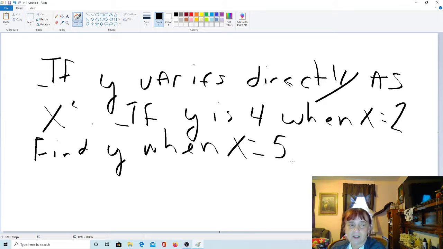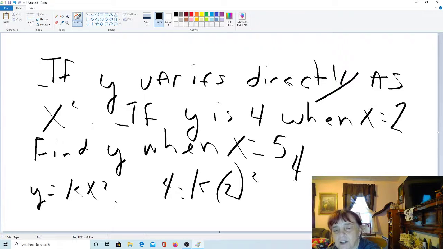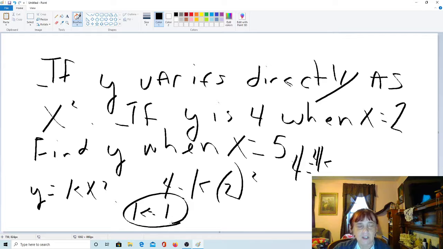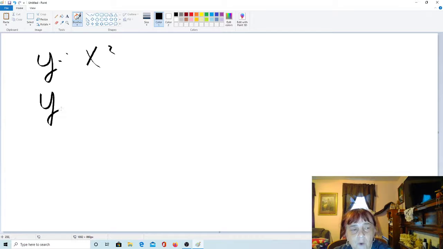So if y varies directly as x squared, that means your equation is y equals kx squared. So 4 is k times 2 squared. 4 is k times 4. So k is 1. So find y when x equals 5. Y equals x squared is your equation. So y is 5 squared. So y is 25.